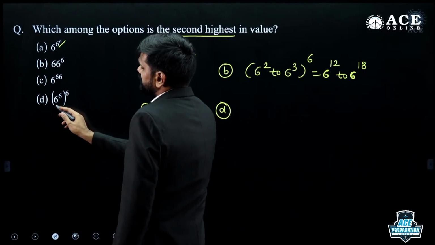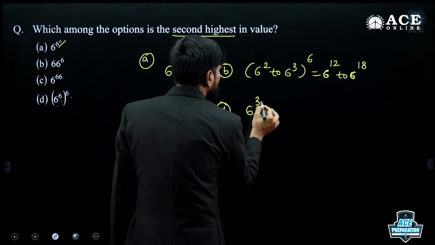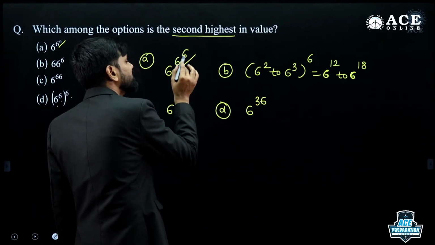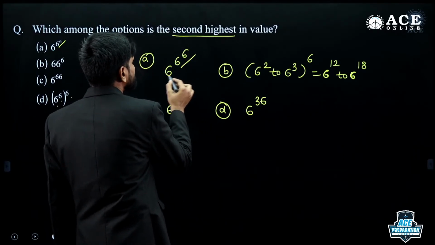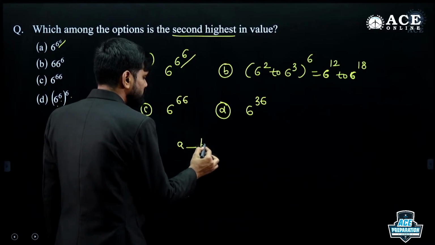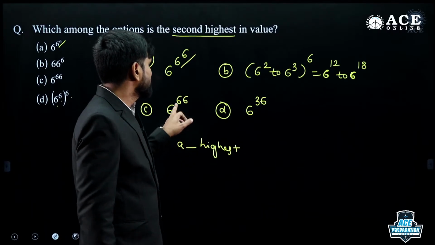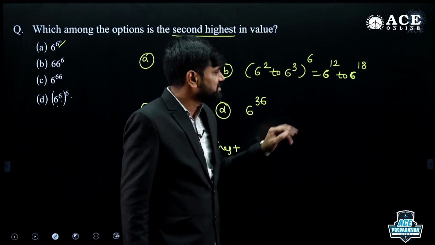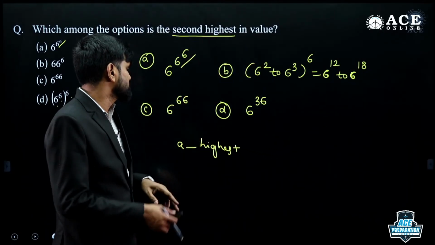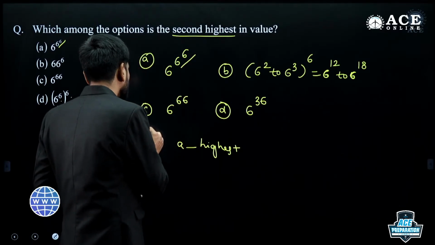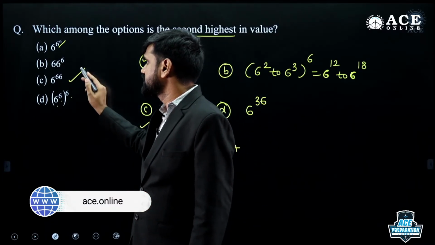D is what? See, a power m whole power n, it is looking like that is a power mn, which is nothing but 6 to the power of 36. He is asking you for the second highest. Which is the highest among these? The highest among these will be this. This is the highest. A is the highest. What is the next highest one? Here it is 66. Here it is 36. Here it is in the range of 12 to 18. So second highest among the powers available is what? 66. That is 6 to the power of 66. That is going to be what? This is option C. Hence your answer should be option C.